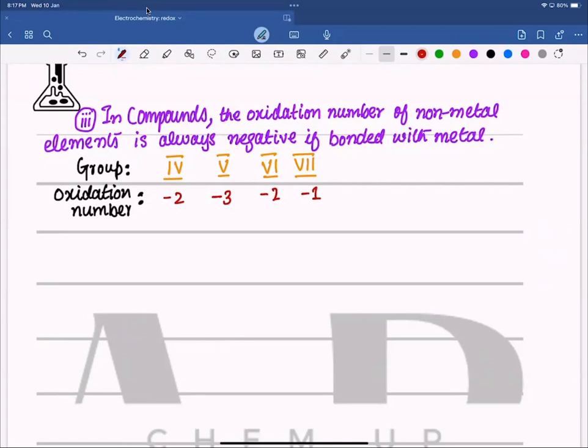And sir, what if they would be bonded with non-metals? So would it be positive or negative? What? If non-metals are bonded with non-metals. That's what I'm going to discuss. I didn't discuss it yet. Okay. That is our fourth point.